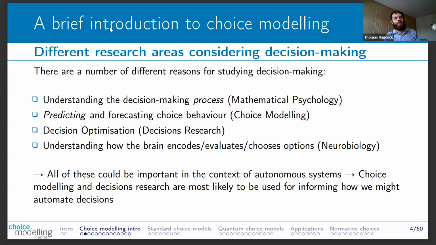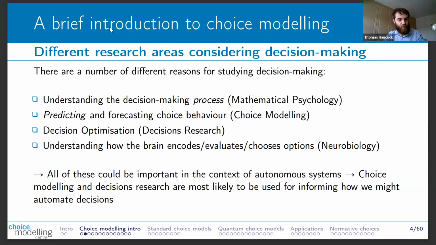There are a number of different ways of studying decision making, and these are all quite surprisingly separate. For example, mathematical psychologists would look at understanding the decision making process. So they're really wanting to know what is happening in the brain. How does the brain make decisions? Choice modeling itself is more about predicting and forecasting choice behavior. So it's looking at demand for products. It's looking at understanding why we choose the things that we do or make the decisions that we make. And it's really focused on optimizing the probability of understanding a given choice.